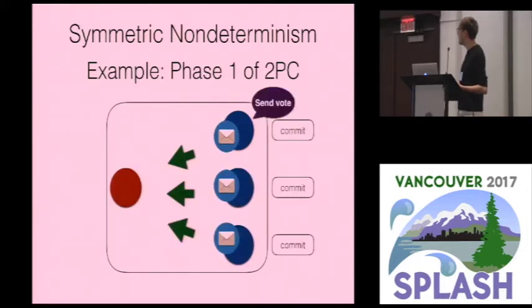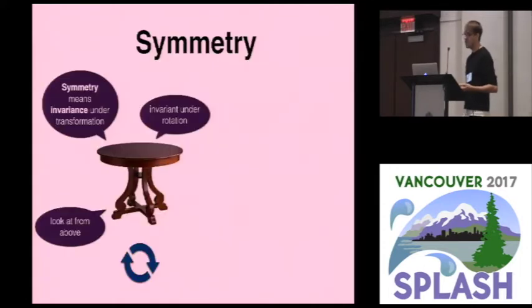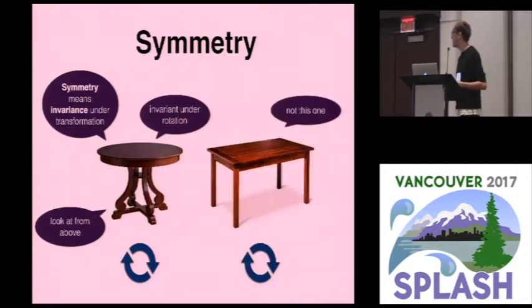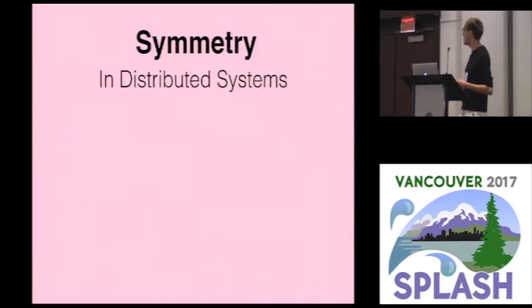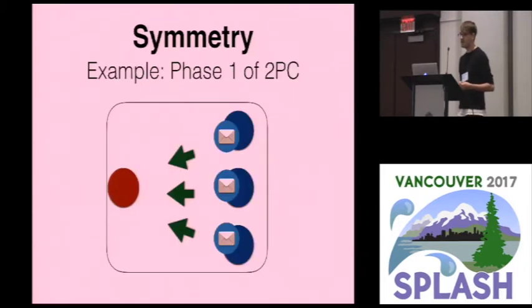The more interesting one is the round where everybody replies and sends out their vote. We have a race, but the question is, do they all yield the same outcome? And so what we can notice is that all of the processes are symmetric. Symmetry always means invariance under transformation. So if you look at a round table from above and you spin it by some angle, it still looks the same. And that's why we say it's symmetric. But if you spin another shape by some angle, it might not look the same. So in distributed systems, symmetry means that if you permute the process identifiers, it will yield an equivalent halting state. Okay.